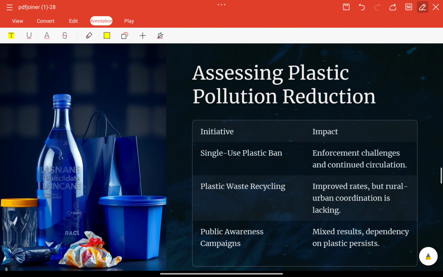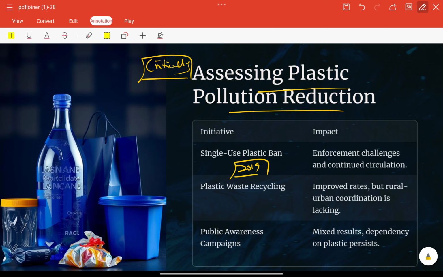The next important thing is assessing plastic pollution reduction, that is the criticality. We are assessing critically here. Critically means we need to provide both positives and negatives here. Whatever initiatives have been taken, we need to measure their impact, right? Telangana enforced a ban on single-use plastics in 2019 itself, but implementation has faced enforcement challenges and continued circulation, which is very important here, right? According to some study on public health, 60% of banned plastic items were still in circulation. That needs to be highlighted as an impact, right?